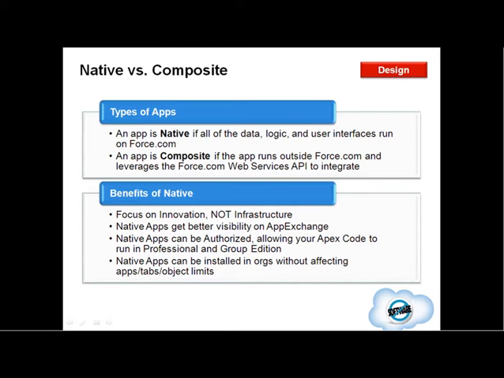Apex Code is one of these features that's not available in all editions by default. But if you release a native app and we authorize it, your Apex Code in your app will actually run in Professional and Group Edition. So this gives you more market in terms of customers. And then finally, native apps can be installed in any org without affecting the apps, tabs, and object limits. Again, each edition has different limits, but when you use a native app, these particular areas, apps, tabs, and objects, are immune.